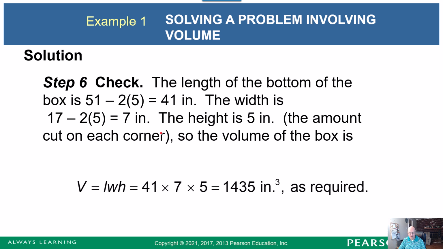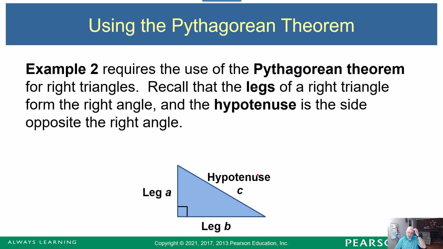Length times width times height, 41 times 7 times 5, and you've got your 1435 as required in the specifications. Good? All right, let's move on. We've done one example. Let's take a look at a second one that has to do with a right triangle.